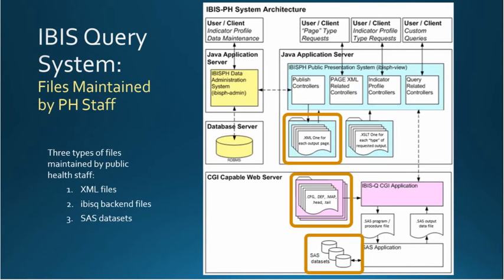IBIS View is what's called forward-facing. It serves up the files that the user sees. The XML files control the query selection and query builder screens that the user sees. The IBIS-Q files are called back-end files because they reside behind the IBIS View app on the same server as the application and the datasets.